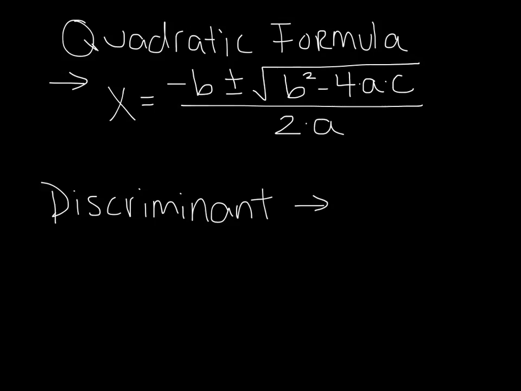And then your discriminant is actually going to be part of that quadratic formula, so it's going to be the part that is underneath the square root here. So that is just going to be the b squared minus 4 times a times c. And that actually tells you how many solutions the quadratic has.